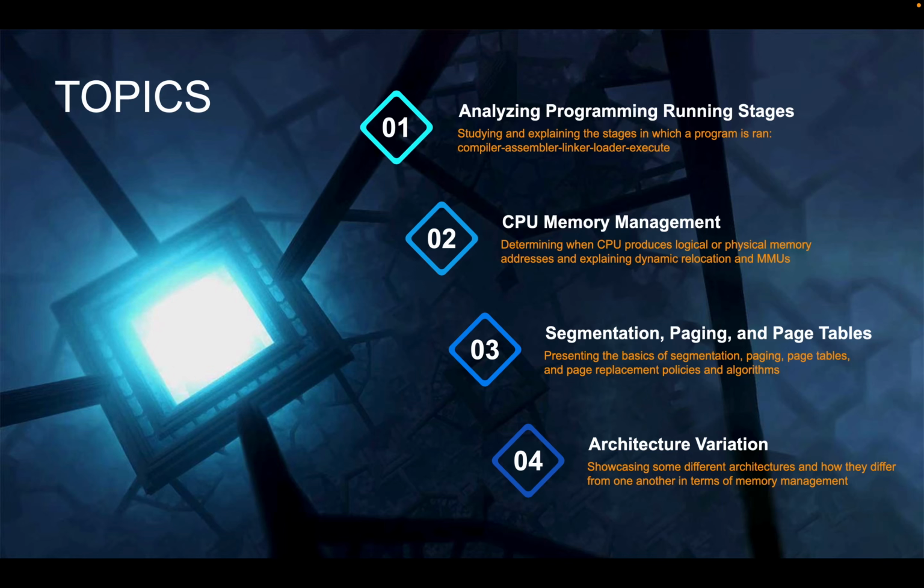Then we'll be talking about segmentation, paging, and page tables, where we'll be presenting the basics of segmentation, paging, page tables, and page replacement policies and algorithms. And finally, we'll be talking about the different architecture variations from x86 to ARM to RISC-V, and we'll be showcasing how they differ from one another in terms of the memory management.